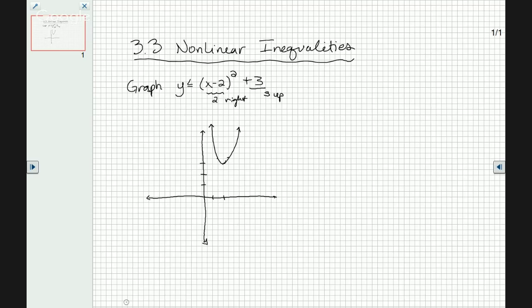There's our parent graph. Now, is it shaded? Okay, so first of all, it's a solid line, right? Understand that? Okay, and shade above or below? So that would be out here. Anything out there? You just graph it.